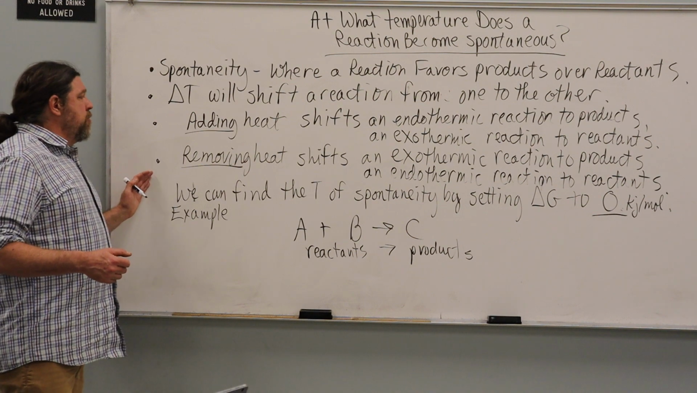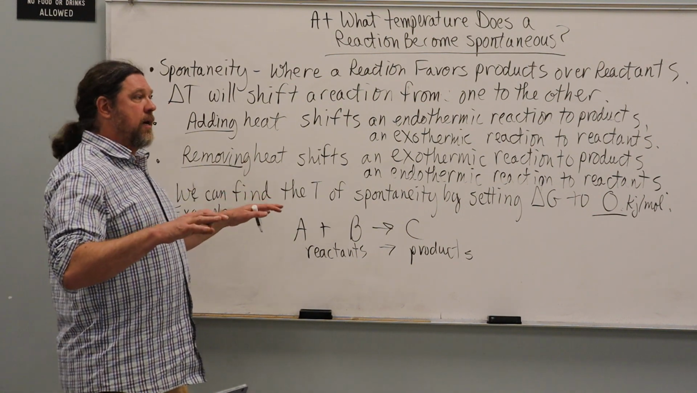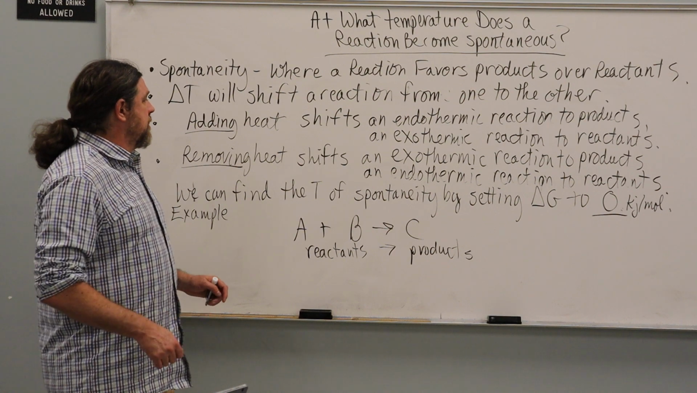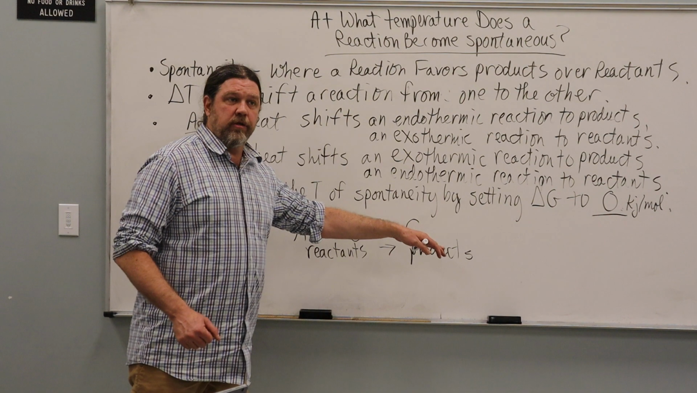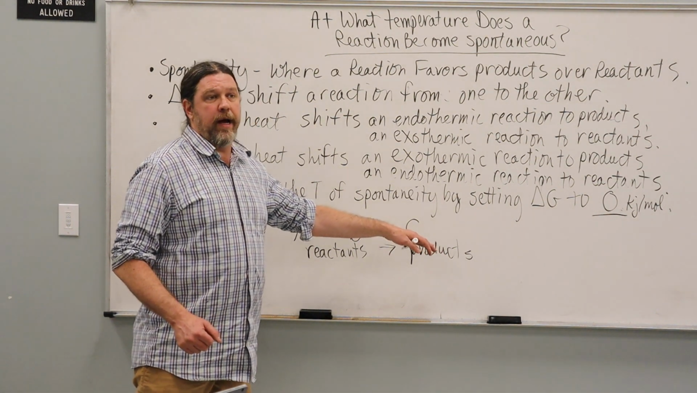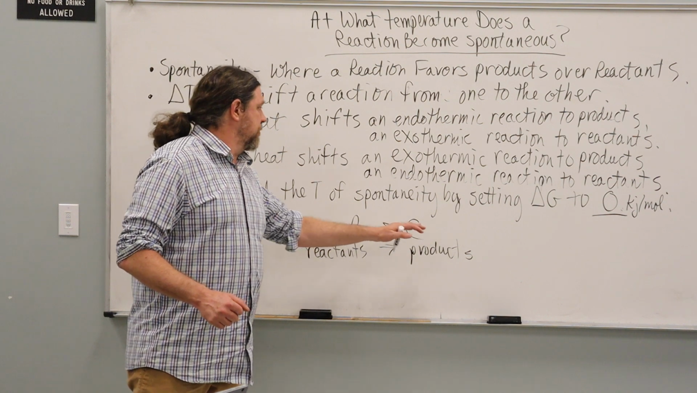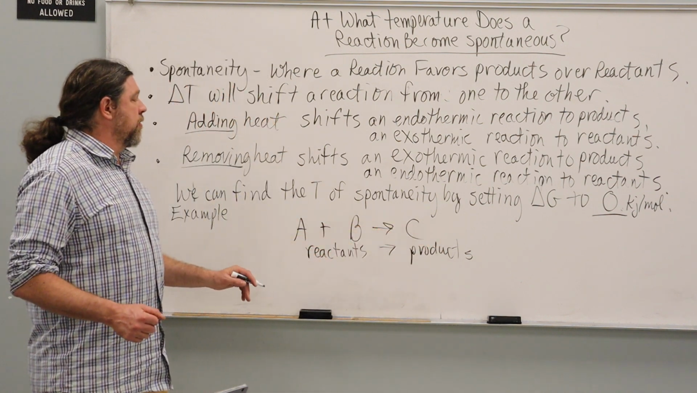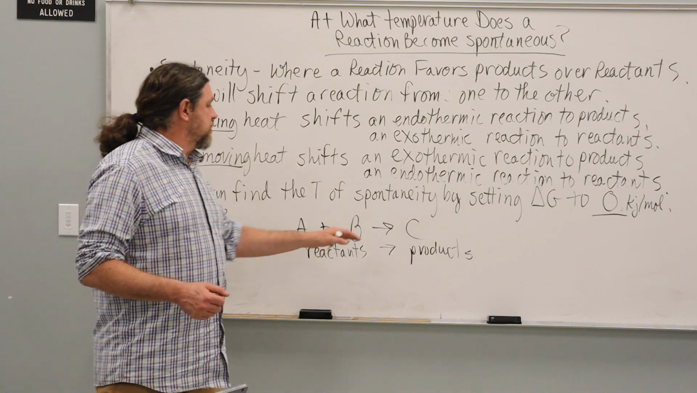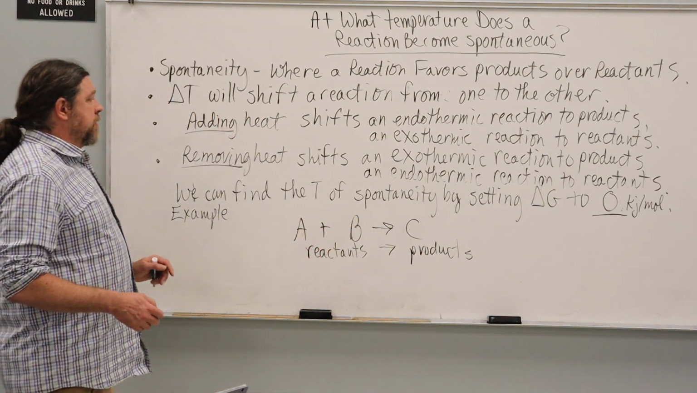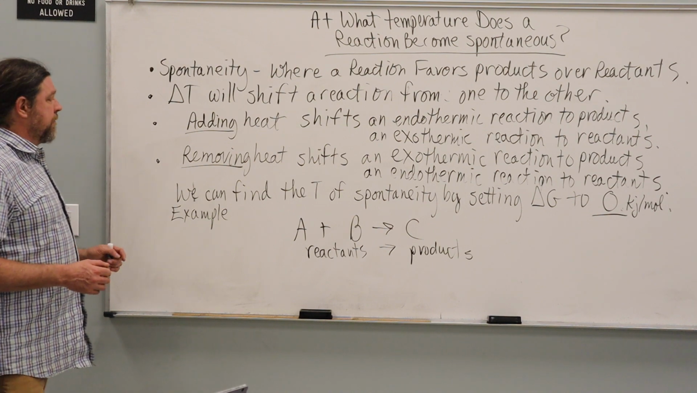If we remove heat from a reaction that's come to equilibrium, more or less a stopping point, and it's an exothermic reaction, it's going to shift to the right. It'll push towards more products if that is possible. And if it's an endothermic reaction and we remove heat from it, that's going to shift it to the left. So that's a fairly generalized set of statements that we can make.